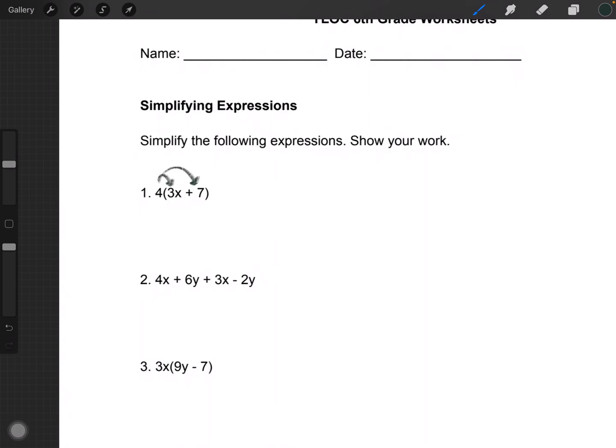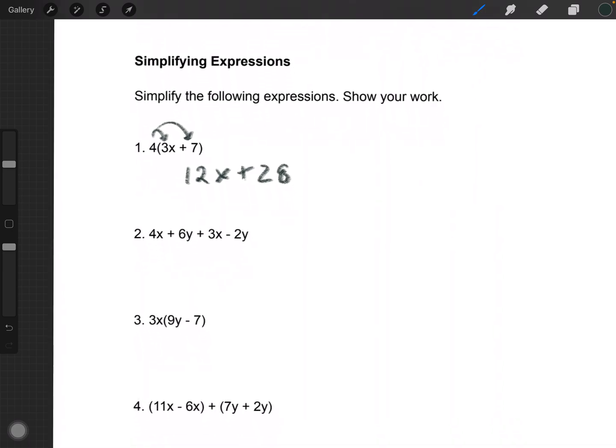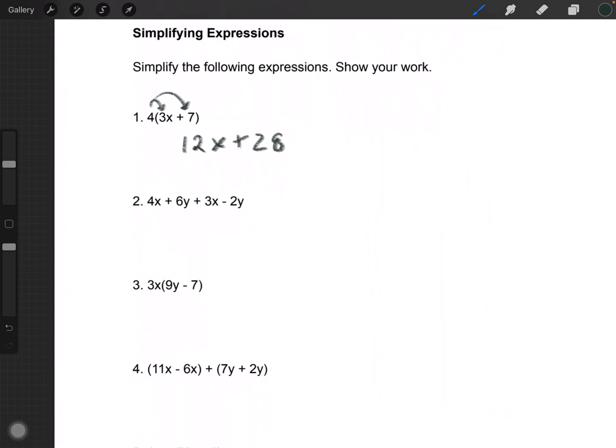So 4 times 3x equals 12x, and 4 times 7 is equal to positive 28. Moving on, you can only add values of like terms. You can see these are both x and these are both y. So we can do 4x plus 3x, which is 7x, and 6y minus 2y is equal to 4y.